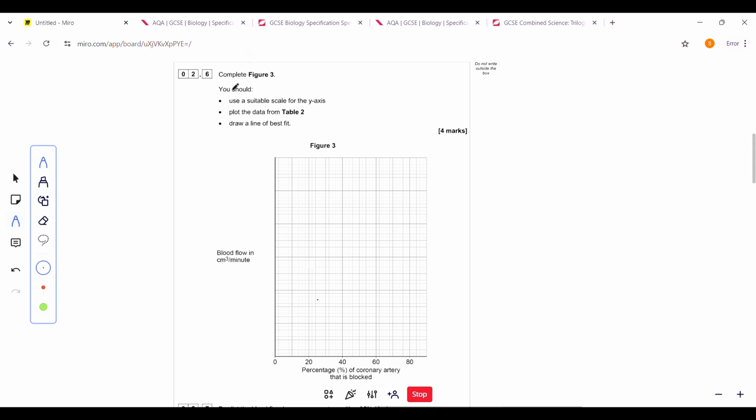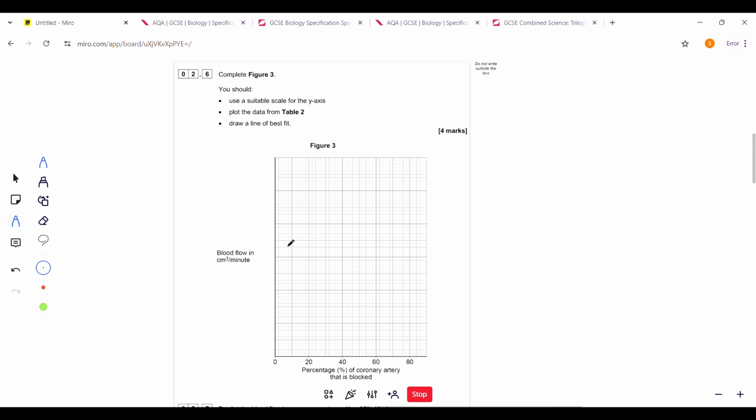And now we are told in 2.6 to complete figure 3. So figure 3, okay, it's already got a title here and you've got a graph here. Let me just rub this out. I don't know what this is. So you should use a suitable scale for the y-axis, plot the data from table 2, and draw a line of best fit. And this is 4 marks.